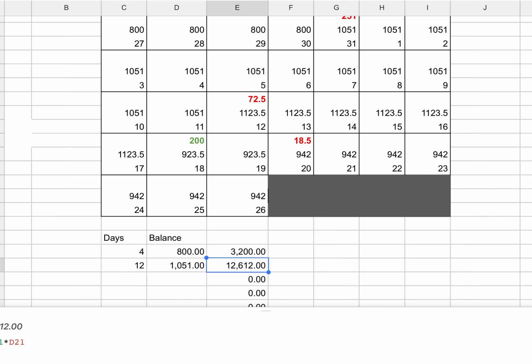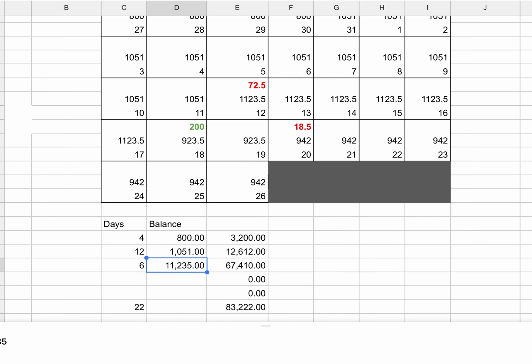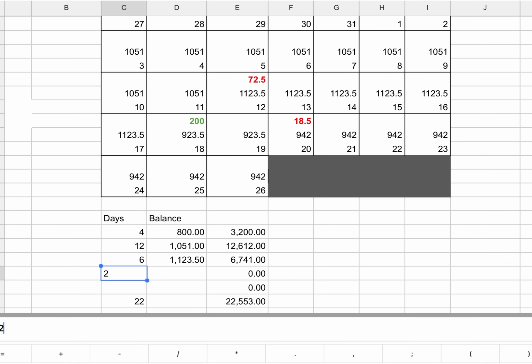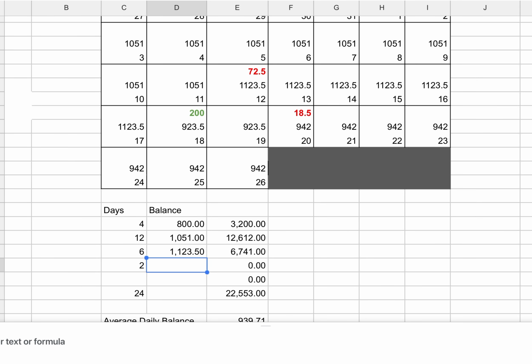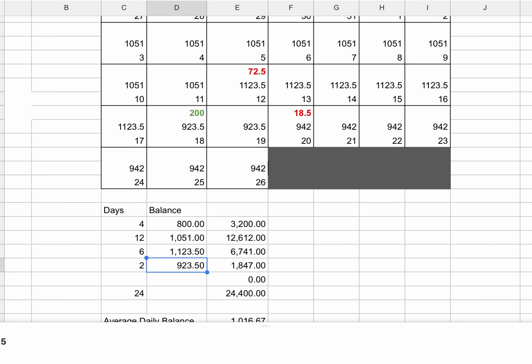Okay, now starting on the 12th of the month, and for 1, 2, 3, 4, 5, 6 days, we ran a daily balance of $1,123.50, not 11,000. And 6 times 1,123.50 gives us 6,741. Okay, and then for 2 days, starting on the 18th and going through the 19th, our balance dropped to $923.50, giving us a total of $1,847.